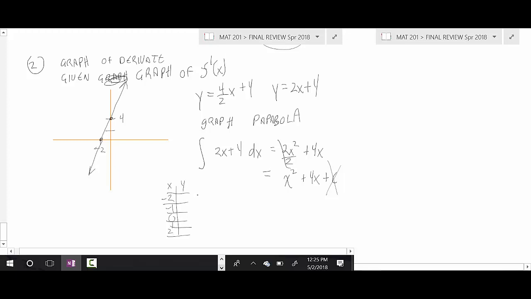You would have -2 squared plus 4 times -2. That's going to be 4 minus 8, so that would be -4. You plug in a -1: -1 squared plus 4 times -1 would be 1 minus 4, that's -3. Plug in a 0.